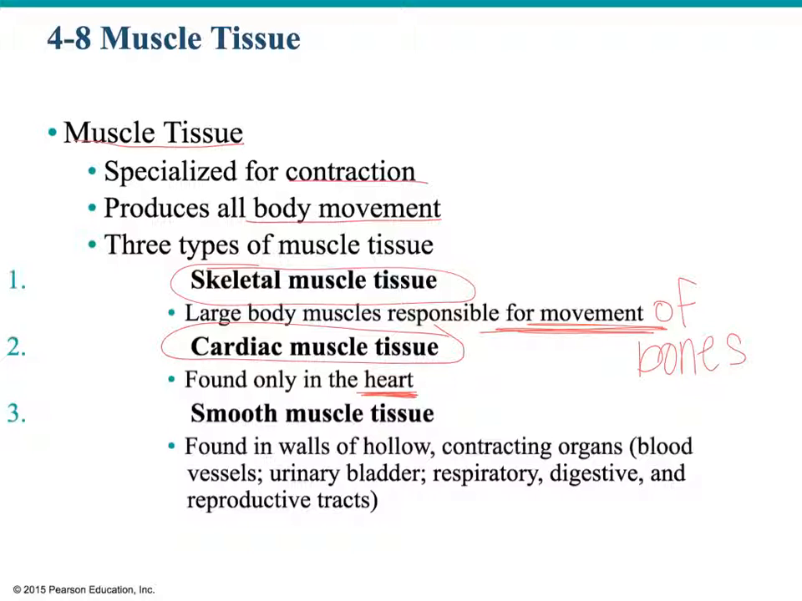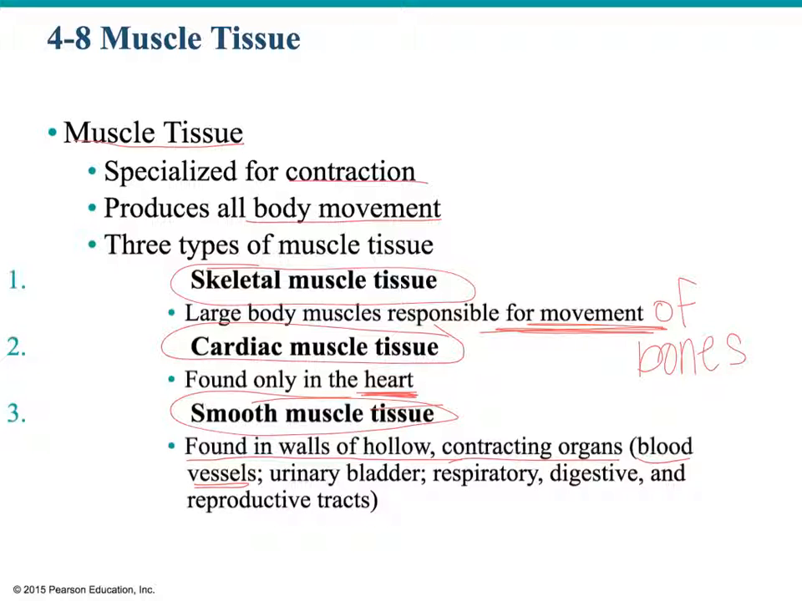The other type of muscle tissue is smooth muscle tissue. And it's called smooth because when we look at it under the microscope, it's going to look smooth compared to cardiac and skeletal muscle. You find smooth muscle in the walls of hollow contracting organs. So it's in your blood vessels.